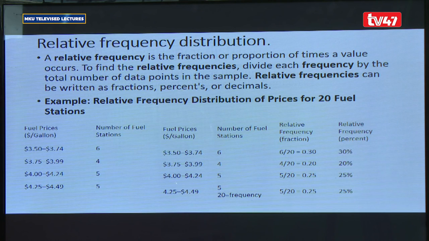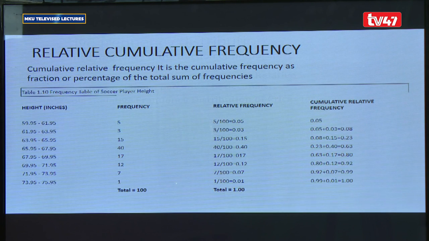And then we have the relative frequency distribution, which can be provided in fractions, percentages, and decimals. So we have this data that is grouped. We have the frequencies, and then we add the frequencies here to give us 20 from this data. And then we can give the 6 out of 20. These are the relative frequencies in fractions. We can also multiply by 100 to give us the percentages. And that's how we calculate the relative frequency.